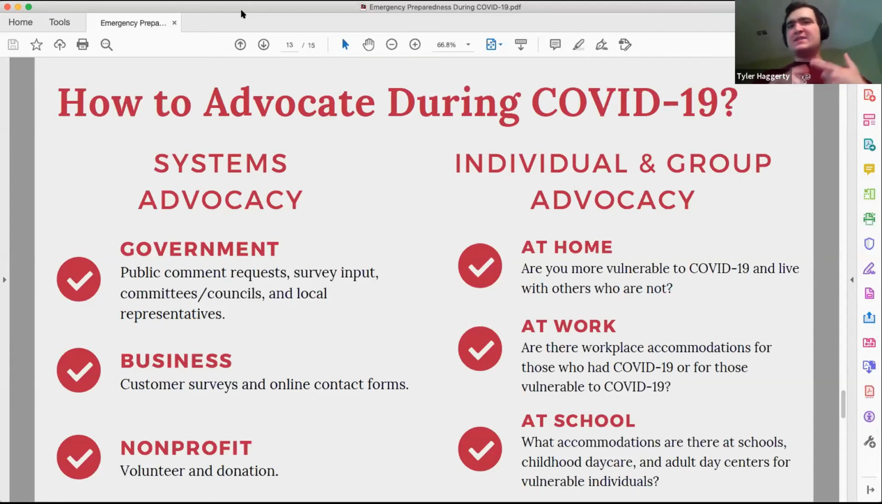At home, ask yourself if you are more vulnerable to COVID-19 or if you live with others who are. At work, are there workplace accommodations for those who have had COVID-19 or for those who are vulnerable to getting it? And at school, what accommodations are there? Or at your school's child care or an adult day center for vulnerable individuals?